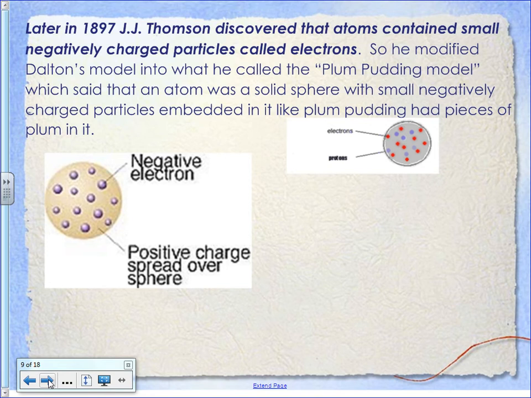So J.J. Thomson's model was called the plum pudding model. I'm assuming because if you have pudding with plums in it, it looks like that. I don't know. So that's what he called it. And it was, like I say, well accepted for a significant amount of time.